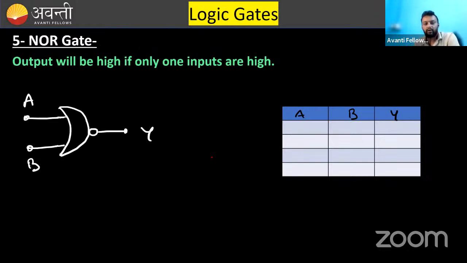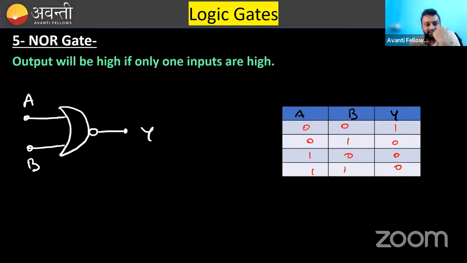In the same way, there is a NOR gate. I will not take a lot of time. 0 0, 0 1, 1 0, 1 1. What if I say the output of the OR gate is 0 1 1 1? So it will become 1 0 0 0. Very good.